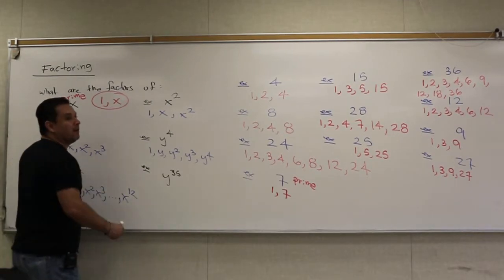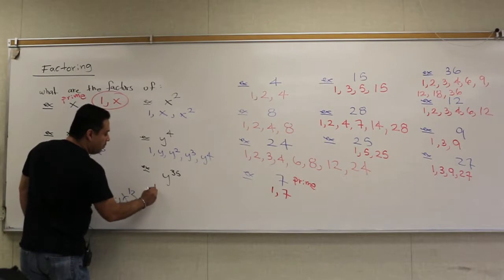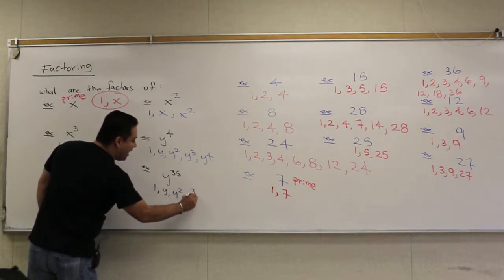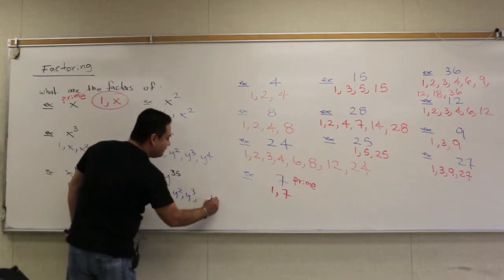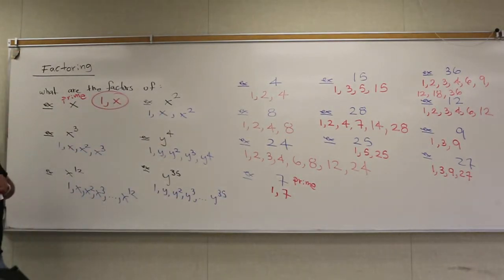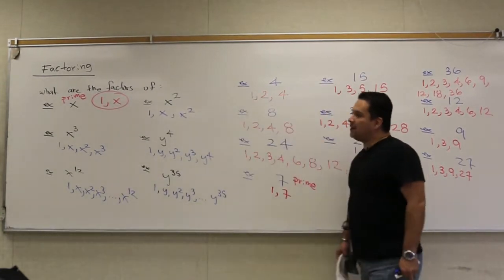What about the y? Should we use that trick for the y? Yep. Start with what again? 1 and then y, y squared, y cubed, and have that go on forever to y to the what? 35th power. Those are your factors. Okay, you okay with this? Whew. You guys okay with that stuff?